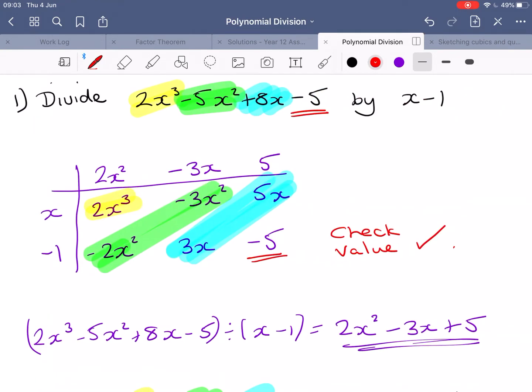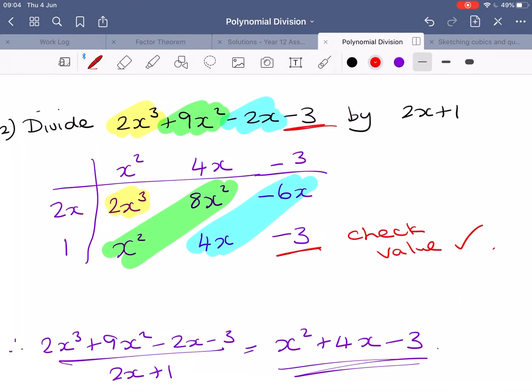Okay, so here are the answers. So again, you fill in your grid method, you leave these parts blank to begin with, and then you go through doing the diagonals. Always check your check value at the end, which should be correct, and you should have got 2x squared minus 3x plus 5. For number 2, exactly the same way. So you're multiplying it by 2x plus 1, so you ended up with x squared plus 4x minus 3. And again, make sure you do that check value at the end.